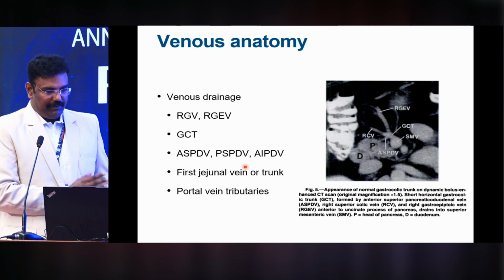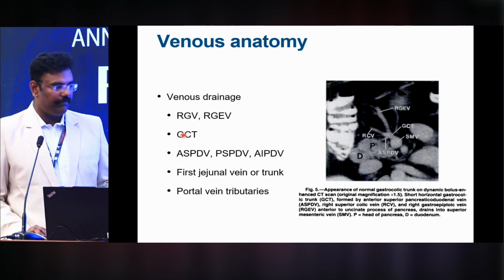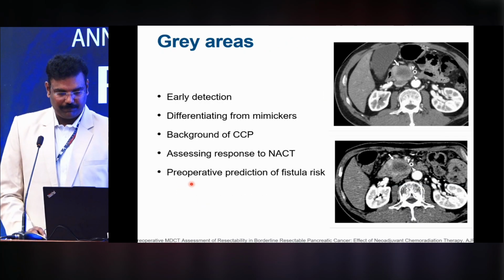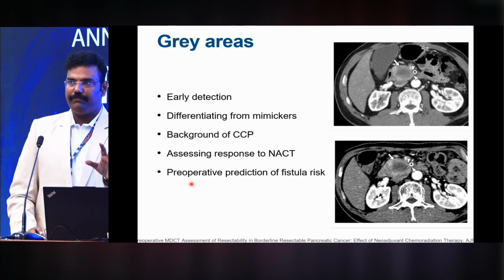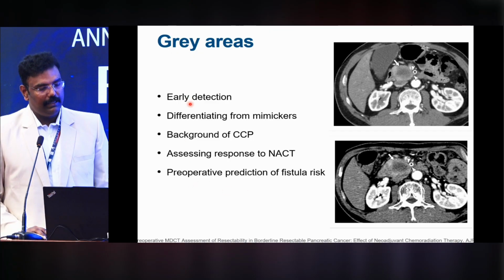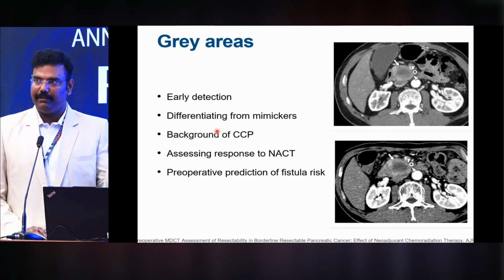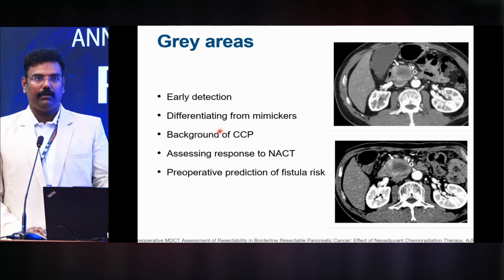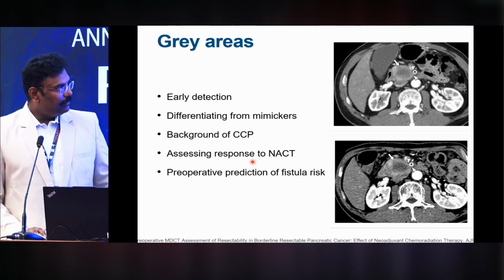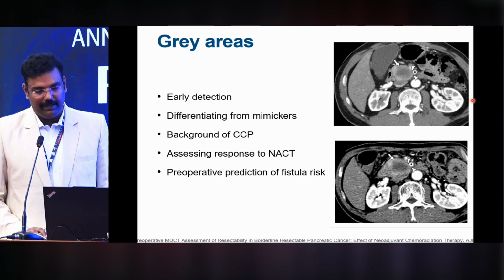Similarly, with arterial, the venous system also has to be studied properly. Special importance to the gastrocolic trunk of Henle, the first jejunal vein, as well as the portal vein tributaries. Even with all this information, there are a few gray areas in imaging the pancreas, especially with early detection of pancreatic cancer, differentiating from benign mimickers. In the background of chronic pancreatitis, how reliable is the CT to predict malignancy? Assessing the response to neoadjuvant chemotherapy still is an Achilles heel.